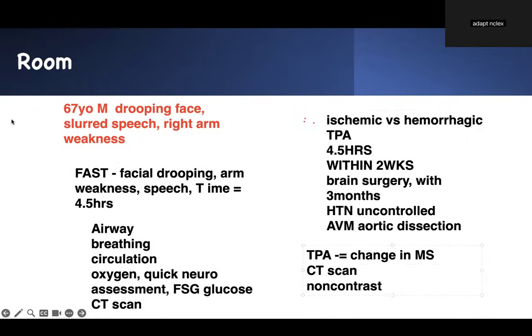If we get the hemorrhagic stroke, what are we going to do? We're going to monitor your blood pressure. You're not going to get TPA. And you're going to have surgery to evacuate the blood.